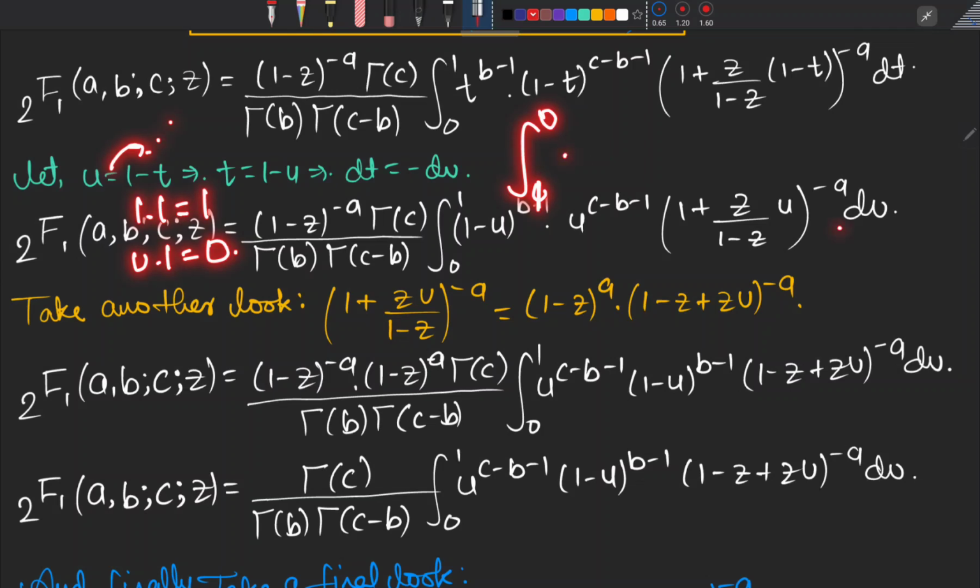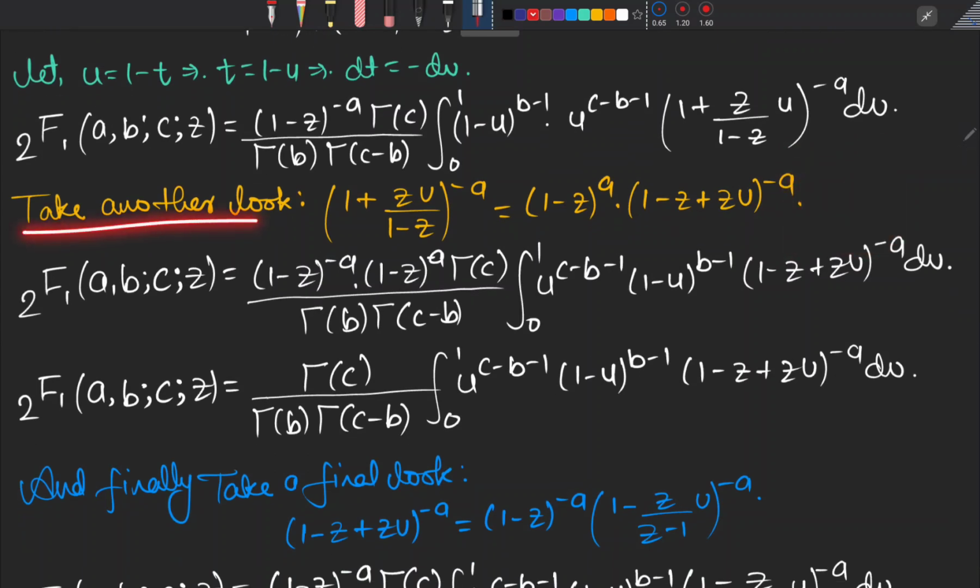But because we have the negative from the derivative over here, I have just used this negative sign to switch the limits, right? So that's why we have the legal integral from 0 to 1, where t is 1 minus u, so it's (1 minus u)^(b minus 1) times u^(c minus b minus 1) times (1 plus z over 1 minus z times u) to the negative a du.